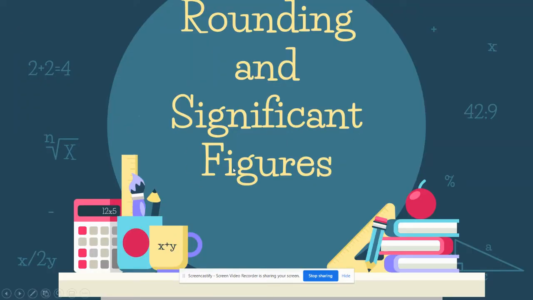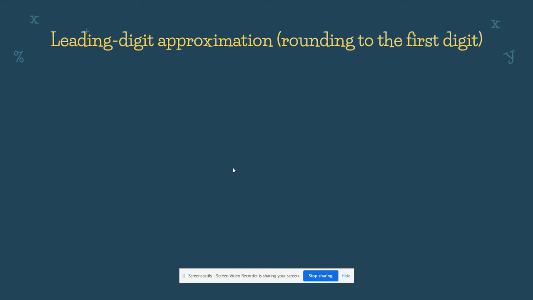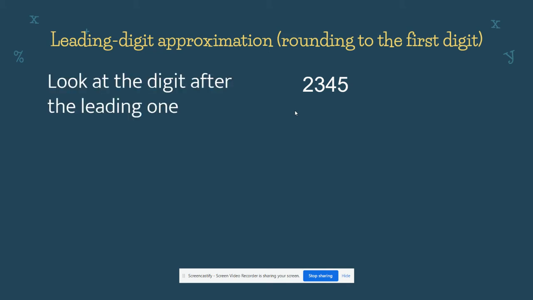All right, so we're looking at rounding and significant figures. When we're looking at this, we're rounding to the first digit of the number. So it depends what the number is. If we have a look at 2,345, we look at the first digit, which is 2,000. So we're going to round to the nearest thousand. But what determines the result is the second number, the number immediately after that first number.